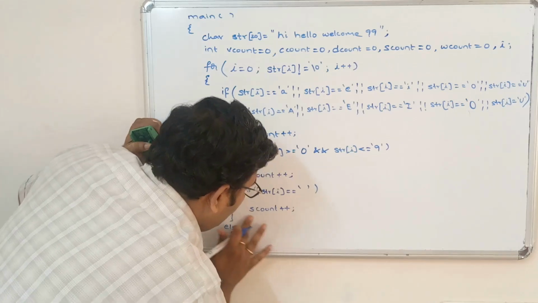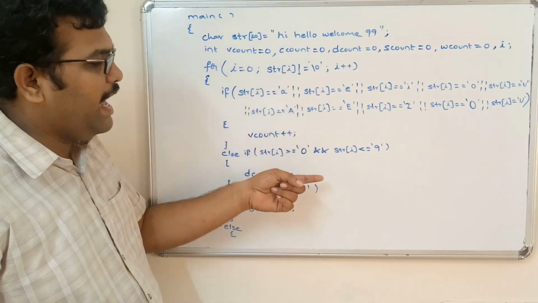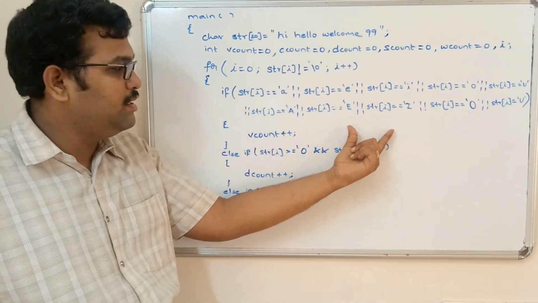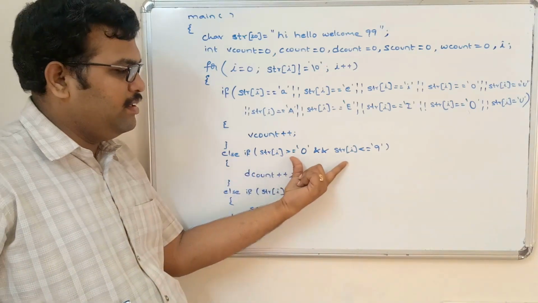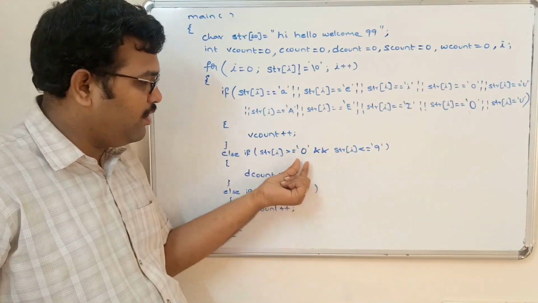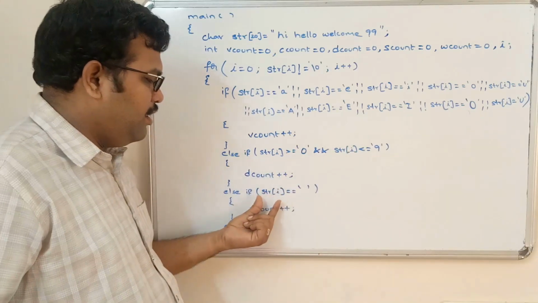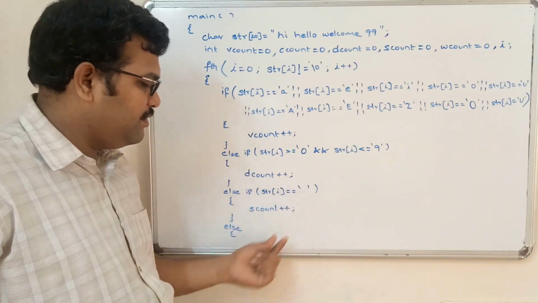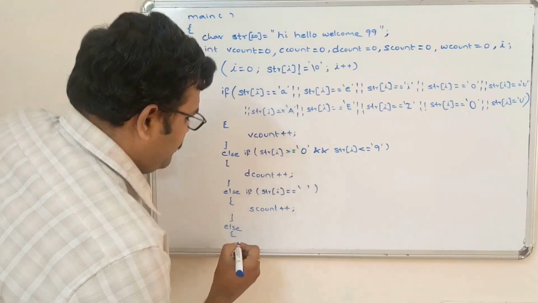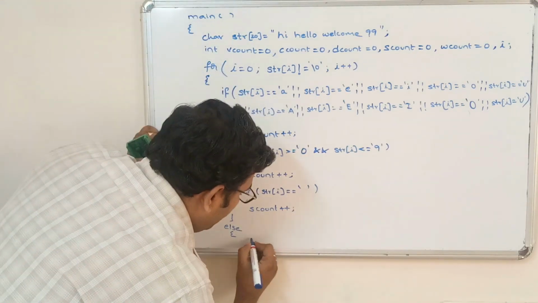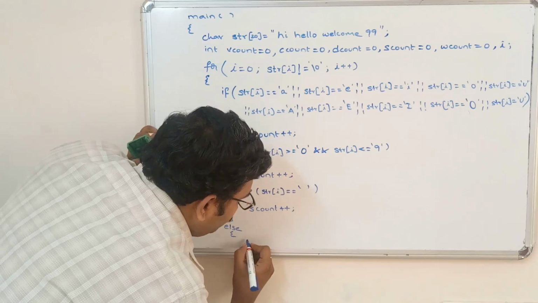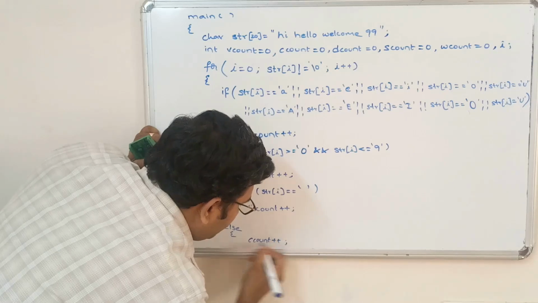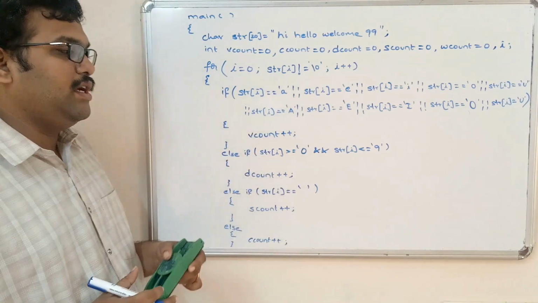Else, so if the character is not equal to any one of these vowels, then again it will compare with here. So if the character is not equal to this 0 to 9, it will count here character is equal to so and so. So if it also fails, then automatically it gives the consonant. So C count plus plus.